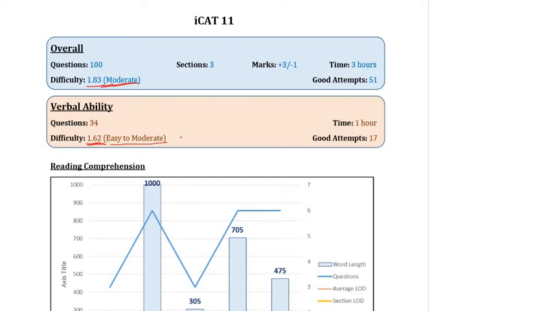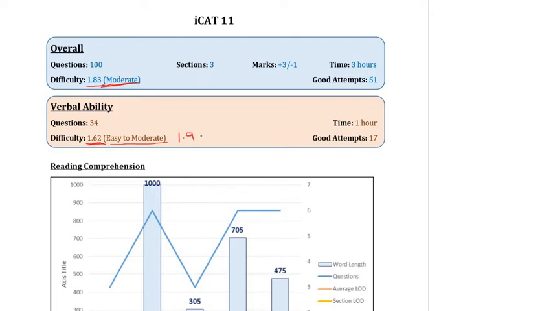Now, why do we say that? As we can see, the average difficulty of VA is less than that of the overall section. But when I compare it with the difficulty level in the actual mock, I can say that in the actual mock this value is somewhere around 1.9, closer to moderate. So you can say that this section was around 20% easier compared to the actual CAT. So how many questions should you attempt?